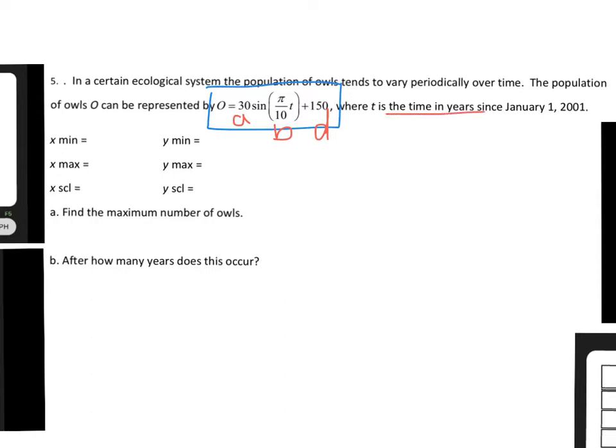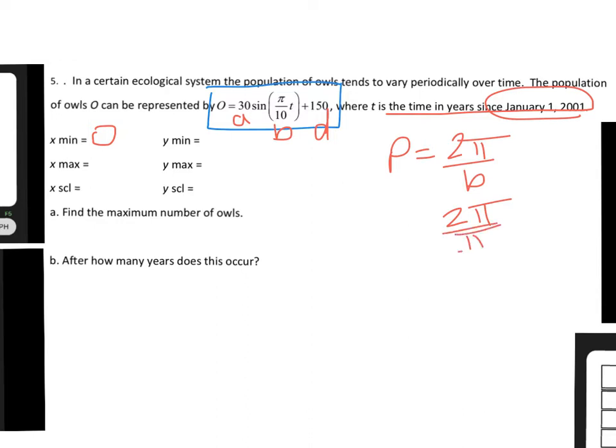And they also tell you the time frame, years since January 1st, 2001. So they don't tell me an interval of where to graph this from, so I'm going to make my x min 0. I'm going to make x max my period. So to find my period, I'm going to do 2 pi over b. Now the b value we have is pi over 10. You can type this all into your calculator at once, or you can do keep, change, and flip. And you'll get the pi's to cancel out, and you'll get 20.